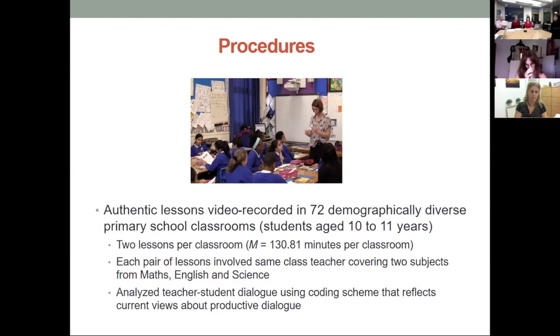Having made these recordings, we coded the dialogue using a comprehensive coding scheme that, as we saw it, represented a wide range of ideas about what constitutes productive dialogue, not just our own preconceptions. We were trying to be more wide-ranging than that.